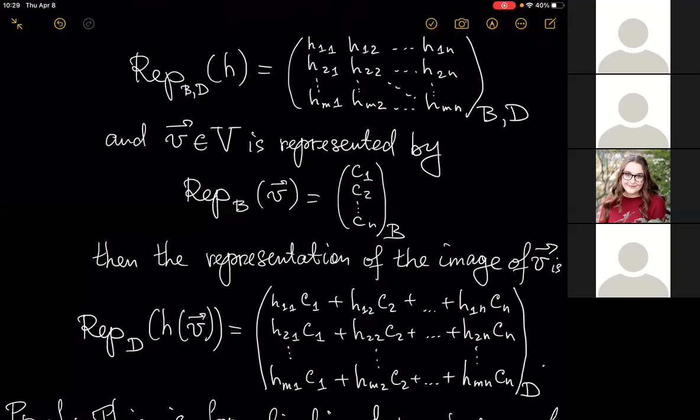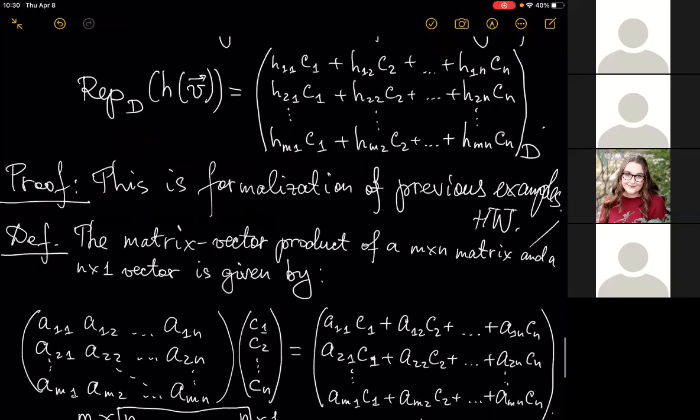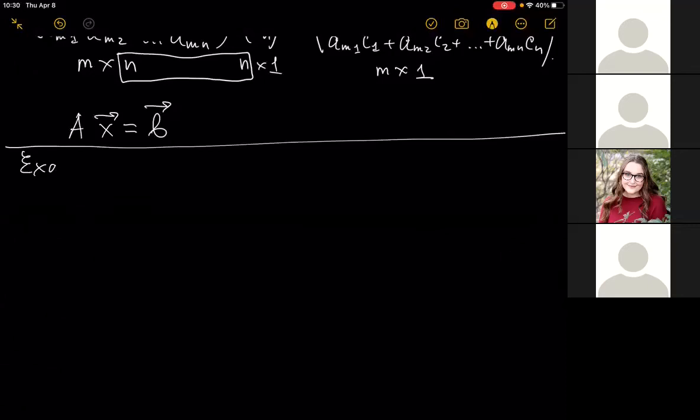And here we have representations of the result of application of the homomorphism to the basis vectors of the basis B, represented with respect to the basis D, right? Column by column. Okay, is it clear or not? I will do another example right now. But if you have questions, please ask me.